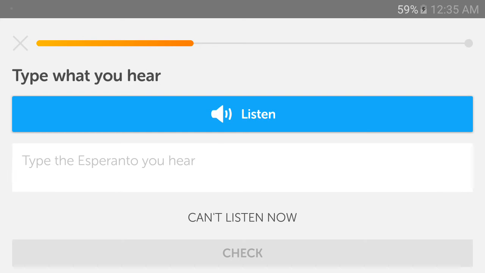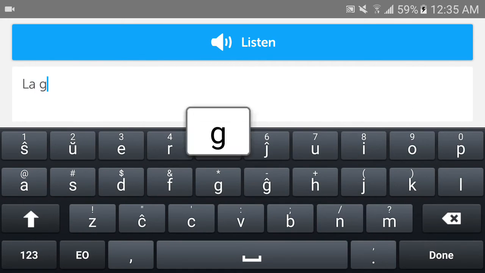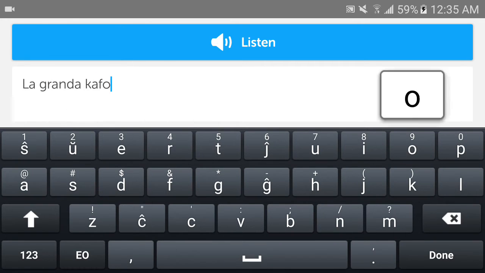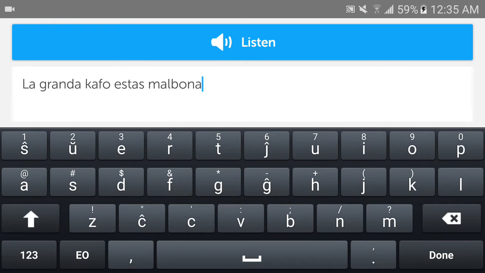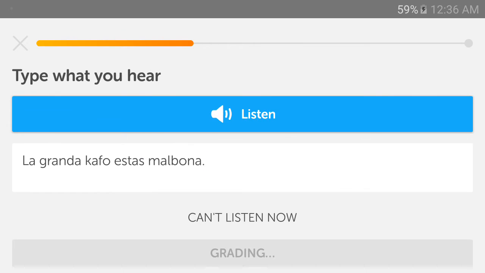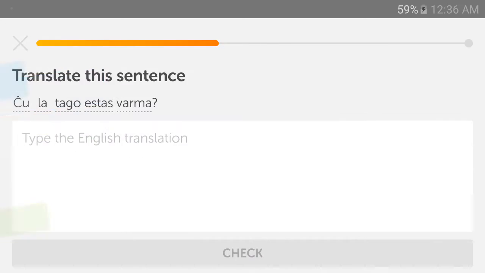Type what you hear in Esperanto. La granda kafo estas malbona. That's weird. That says, la granda kafo estas malbona. The big coffee is bad. That's what I heard. Let me do it again. La granda kafo estas malbona. Okay. I think that's what they said. Okay. That's what it said. That just seems weird to say. I thought large coffees were good.